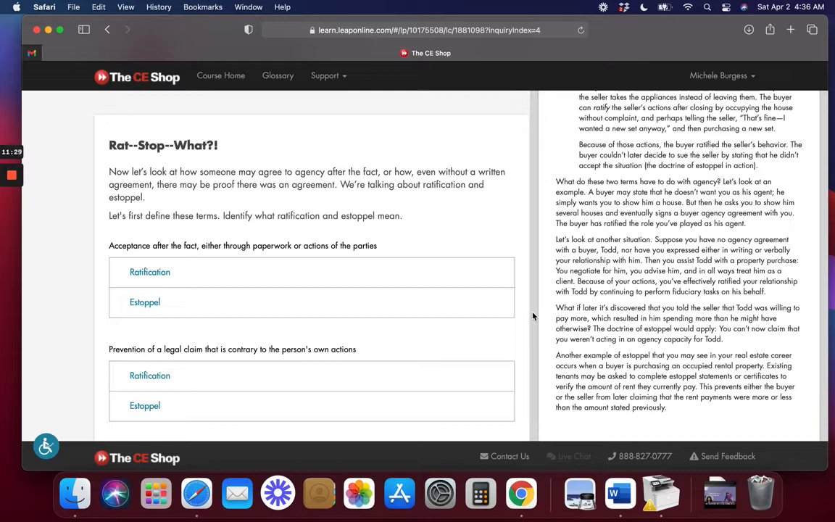Let's look at another situation. Suppose you have no agency agreement with a buyer, Todd, nor have you expressed interest in either writing or verbally your relationship with him. Then you assist Todd with a property purchase. You negotiate for him, you advise him, and you treat him in all ways as a client. Because of your actions, you effectively ratified your relationship with Todd by continually performing fiduciary tasks on his behalf.